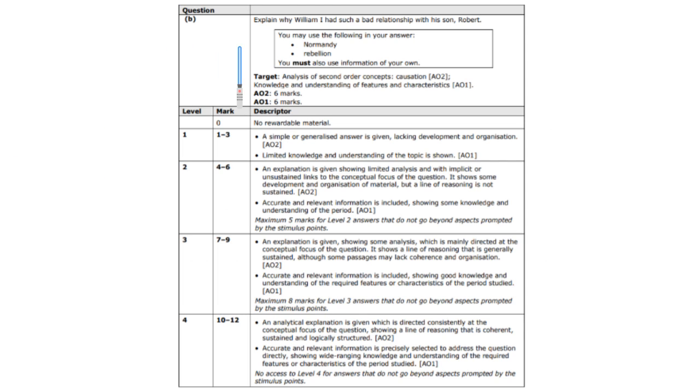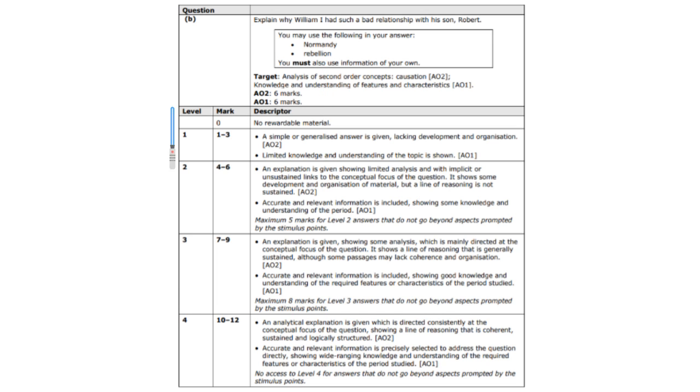Okay, the next question then is an "explain why." That, just like in your Germany paper, should get you thinking already. That and the fact that it's a 12 marker, you should know how you answer it. I'll be talking about that during our live lesson. But explain why William I had such a bad relationship with his son Robert. There's your stimulus material, okay? There is the stimulus material you are given.